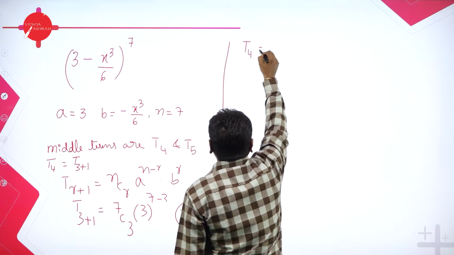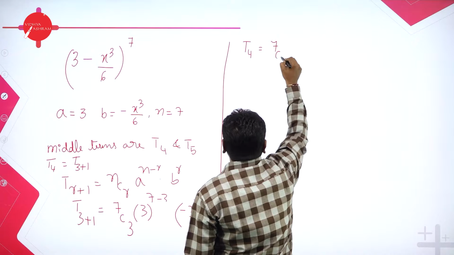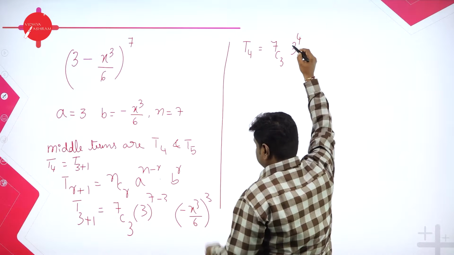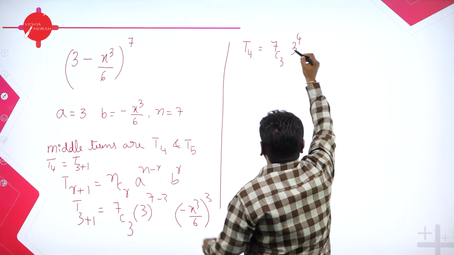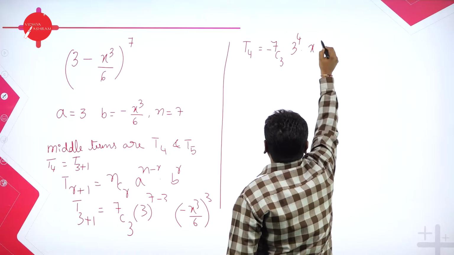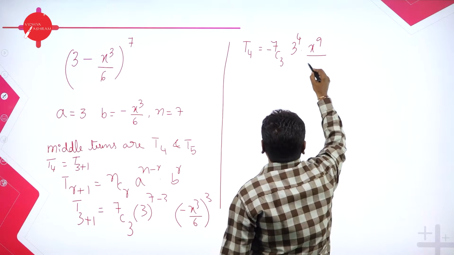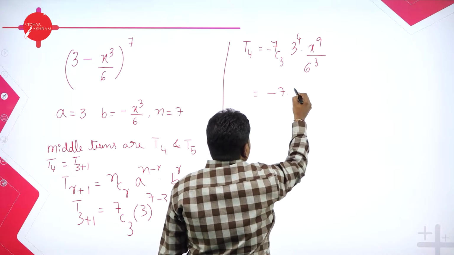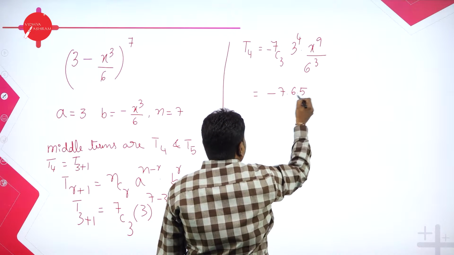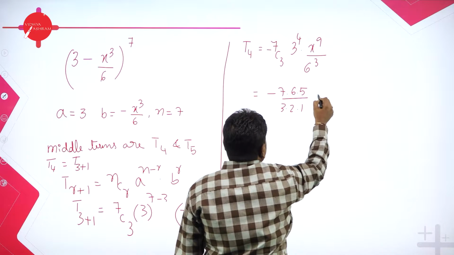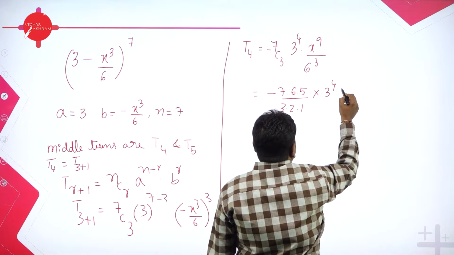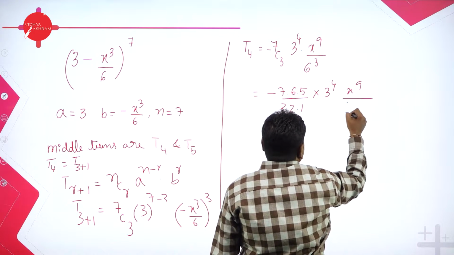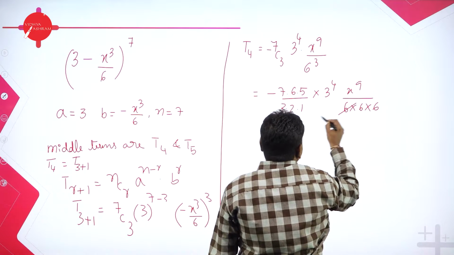Now we'll have T4. So what is T4? T4 is 7C3 into 3 power 4. So minus x cube power 3, minus comes out. So 3 3s are 9 divided by 6 cube. So further if you want, you can simplify. 7, 6, 5 divided by 3, 2, 1 into 3 power 4. 3 power 4 can I write it as 3 into 3 into 3 into 3. x power 9 divided by 6 into 6 into 6. 1 6 1 6 I will cancel.